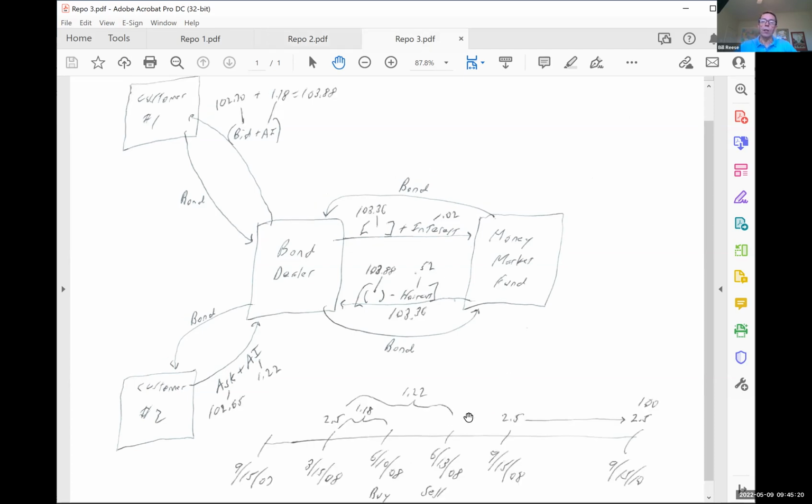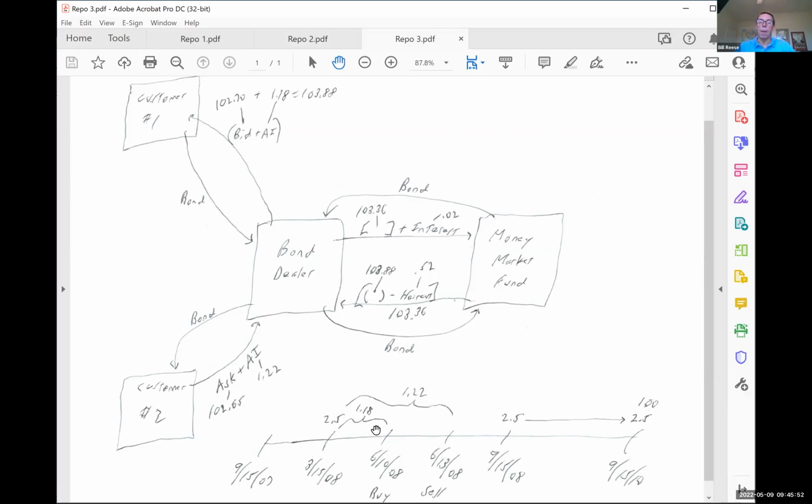Okay, so let's take a look at a timeline first. The timeline is such that the bond dealer is going to be buying this bond on June the 10th of 2008, right there. That's when the bond dealer is going to be buying the bond on June 10th of 2008. So you see it says buy right there. The bond dealer is going to be selling the bond 3 days later on June 13th of 2008. We say the bond dealer is buying the bond from customer number 1.